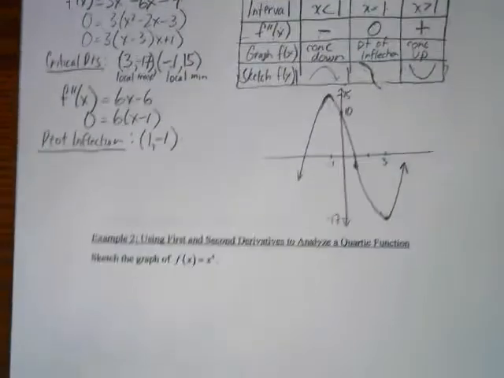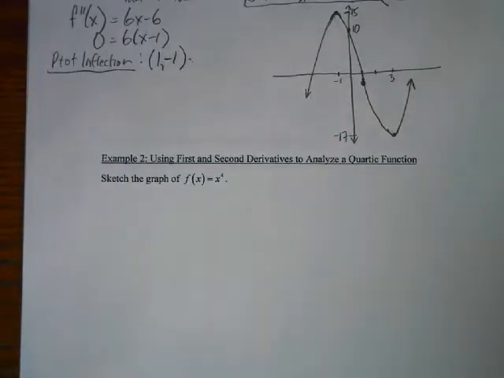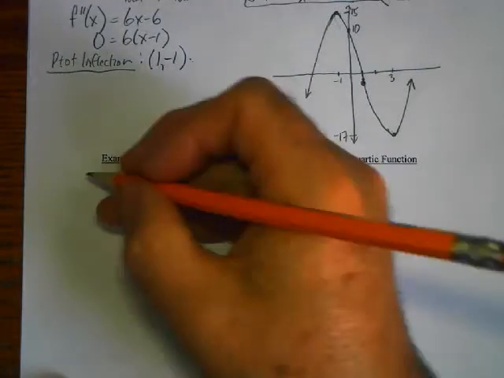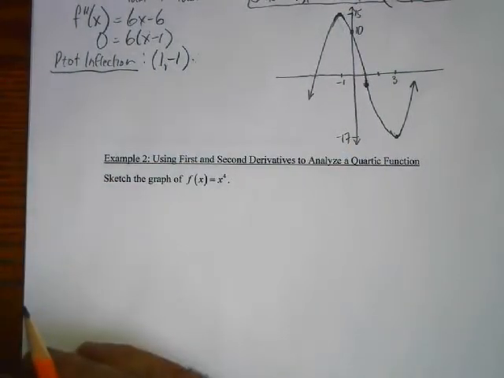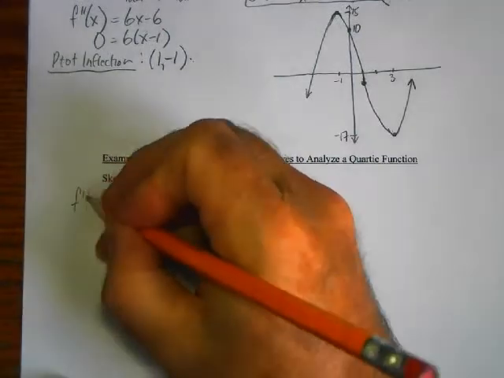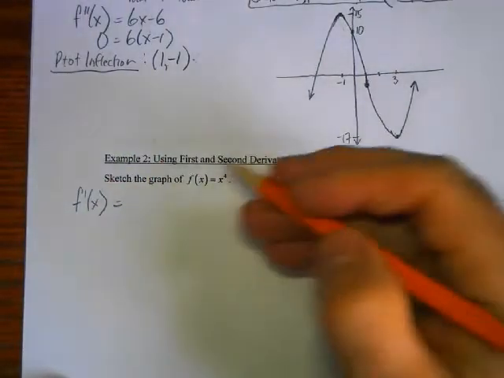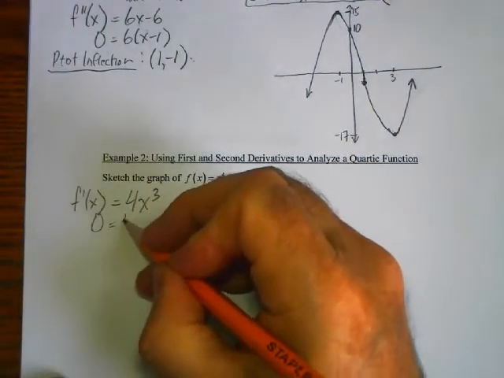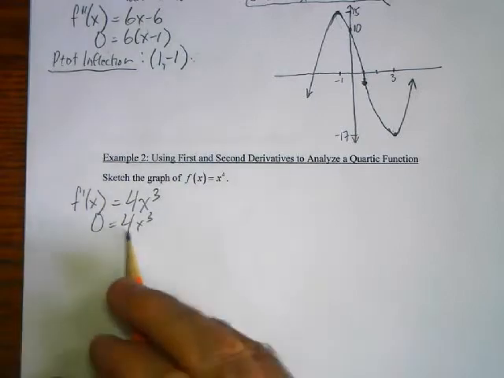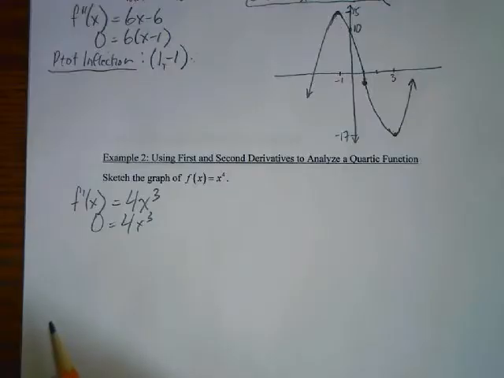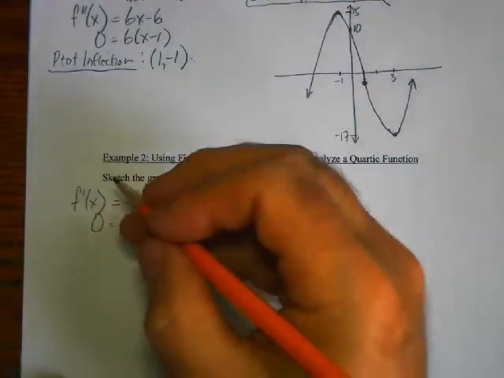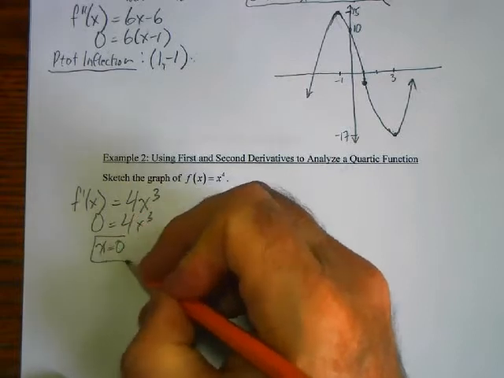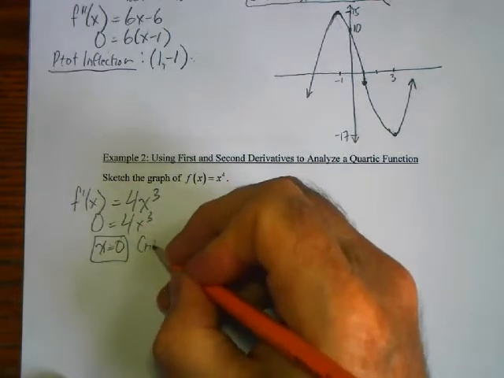Okay, second example. We're looking at a quartic function, so f of x is x to the fourth. It just says sketch the graph. So first do the first derivative. That's going to be pretty simply f prime of x equals 4x cubed. If we set that equal to 0 and divide by 4, x will be 0. So x equals 0 is a solution, so that's a critical point.